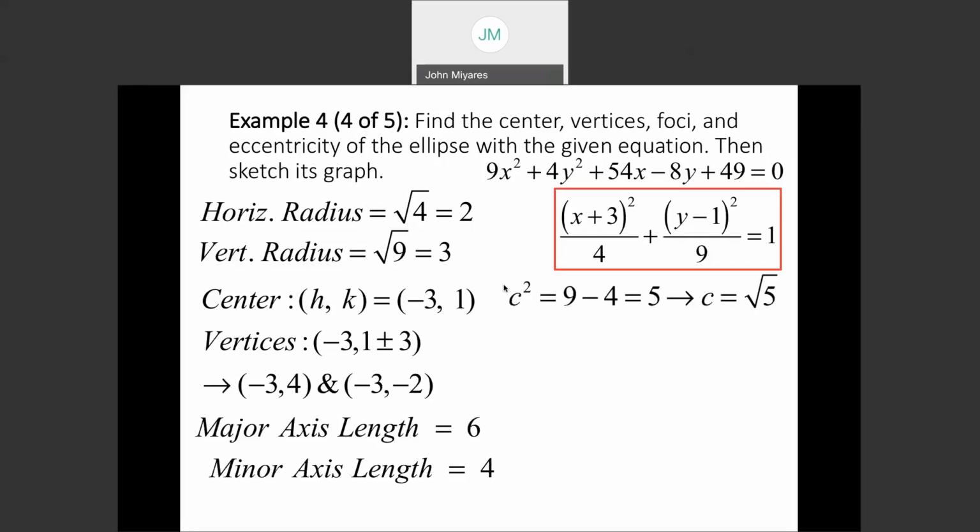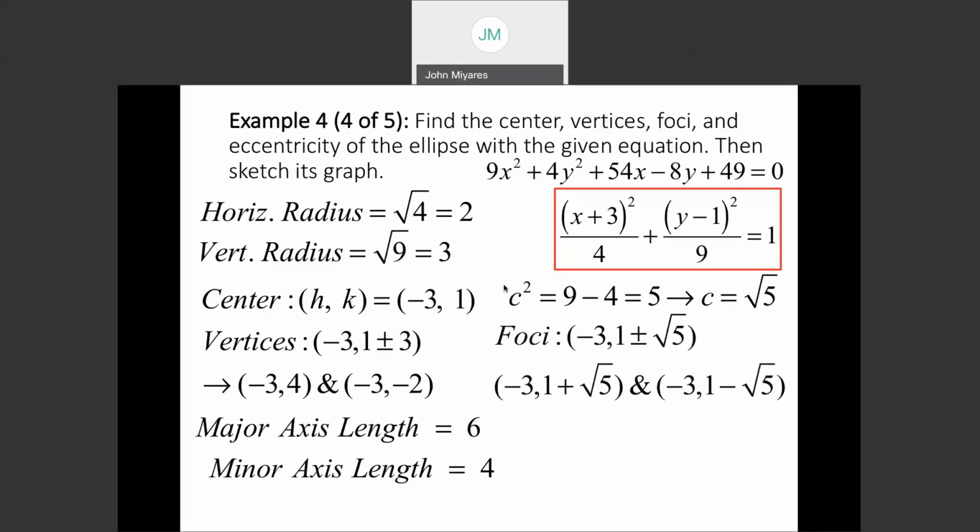To find the foci, we take the difference of the two denominators, but we need to subtract them in a way that makes the difference come out positive. This gives us 9 minus 4, which equals 5. So c will be the square root of 5. Since the major axis is vertical, the foci will be the square root of 5 units above and below the center. Finally, the eccentricity will be the c value, or the square root of 5, divided by the length of the semi-major axis, which is 3.